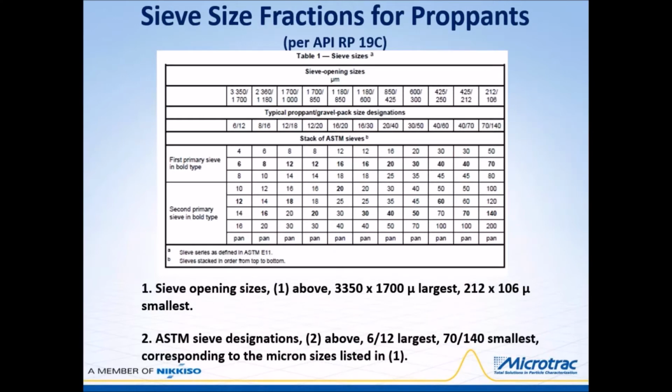This slide is a table listing the API's required size fractions to be measured for proppants. The table establishes sieve sizes for use in testing designated proppant sizes for different grades. It should be used as a guideline and doesn't attempt to preclude the use of other grades that are or can become available.